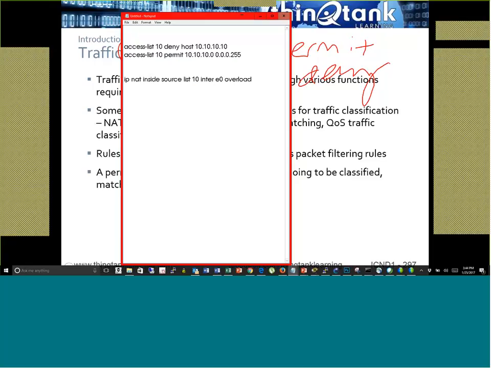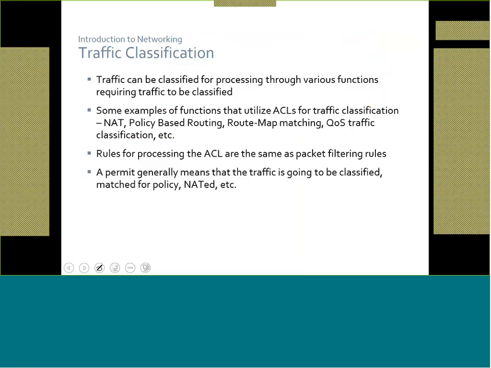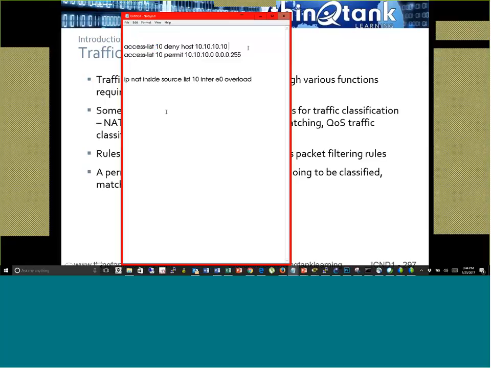We already know that source list 10 in this case is referring to access list 10. So if my network looks like this, here's my network, here are the 10 hosts, here's the internet, here's my Ethernet 0 interface. If the traffic is coming from 10.10.10.10, when it hits this interface, what is it going to do based on that policy? It's not going to deny the packet. It's going to deny the packet from being translated.